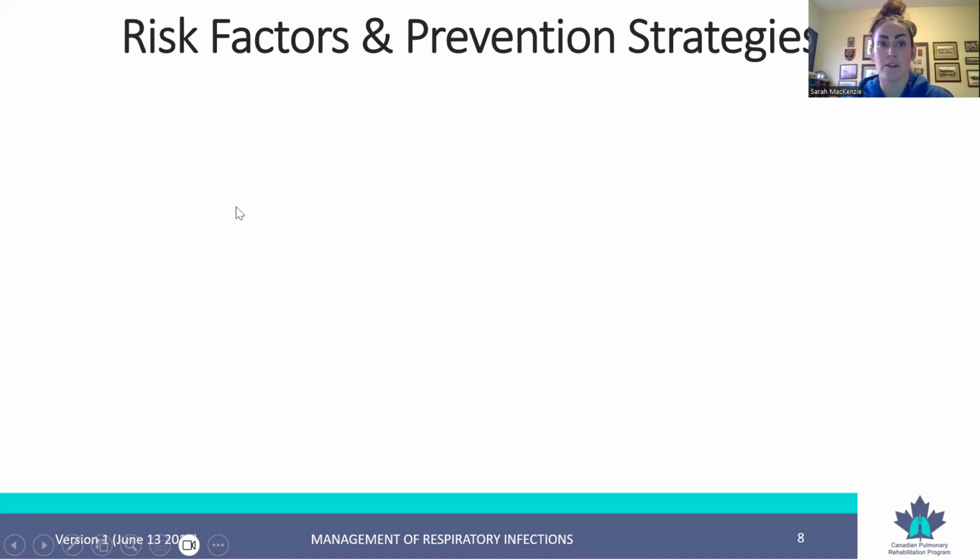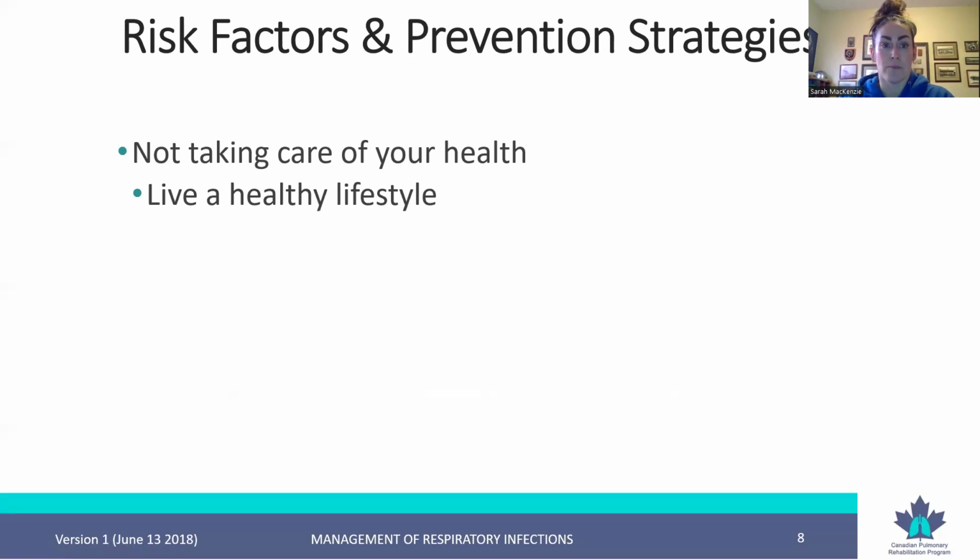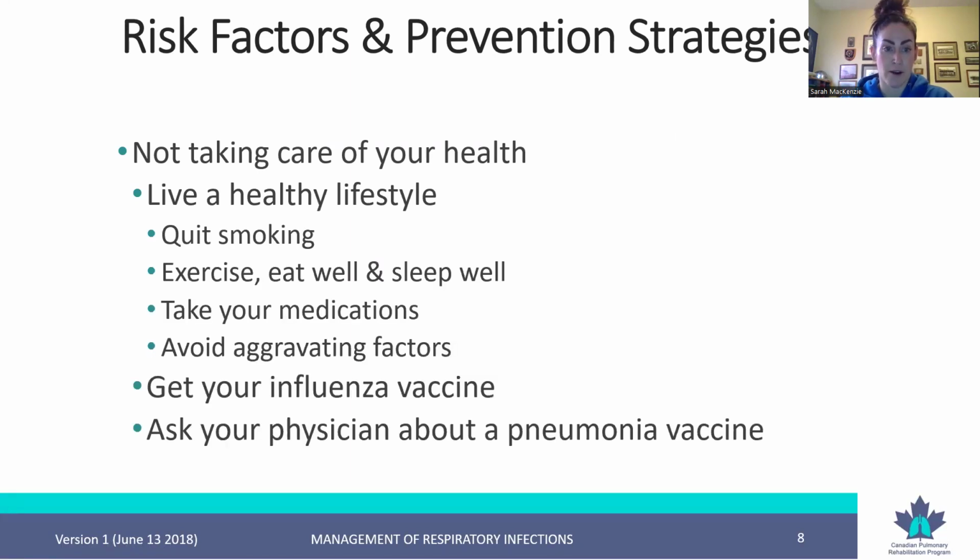Right now, we're going to shift gears a little bit and talk about risk factors and prevention strategies before we get into talking about respiratory infections. So I'll just bring up this slide here. These are all things that you can do that will decrease your risk of a chest infection because you're improving your health overall.